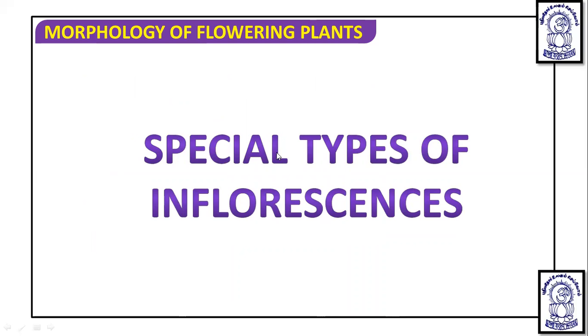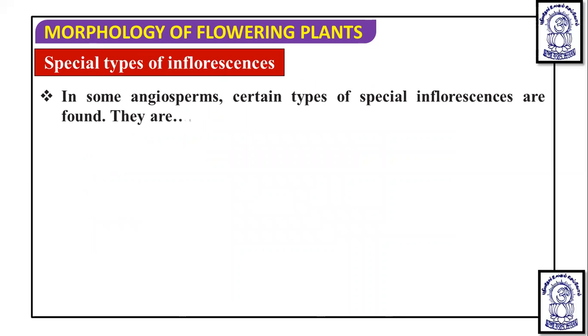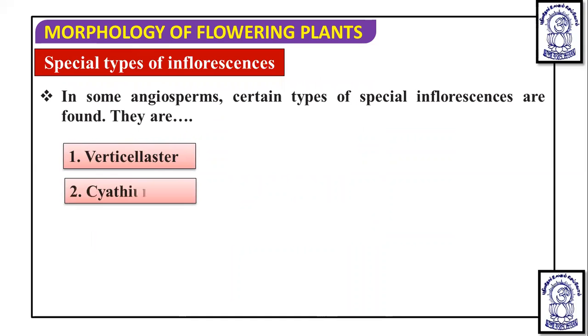Now, apart from this, we are going to study some more types of inflorescence which are known as special types of inflorescence. In some angiosperms, certain special inflorescences are found, and these are of three types: verticillaster, cyathium, and hypanthodium. These three special types of inflorescence we are going to study here.